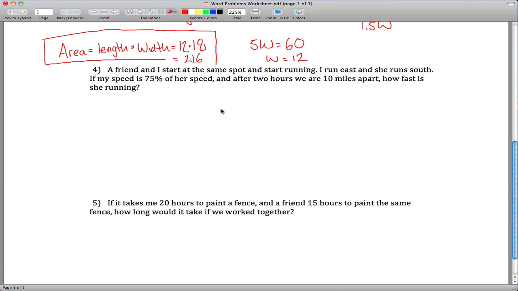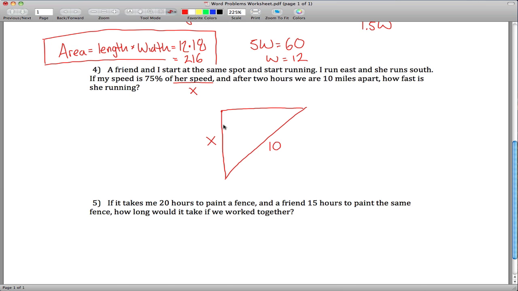I run east. See, that's this way. And she runs south, this way. If my speed is 75% of her speed, so maybe we'll let her speed be x, and after 2 hours, we are 10 miles apart. Okay, so this distance right here is 10.